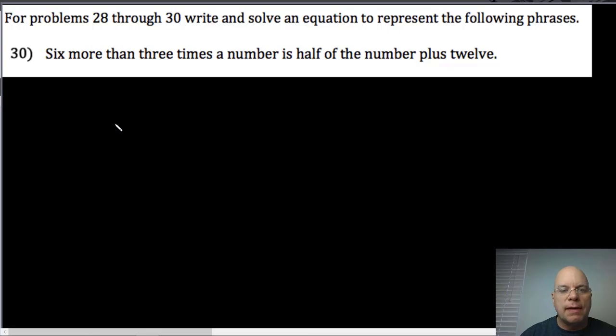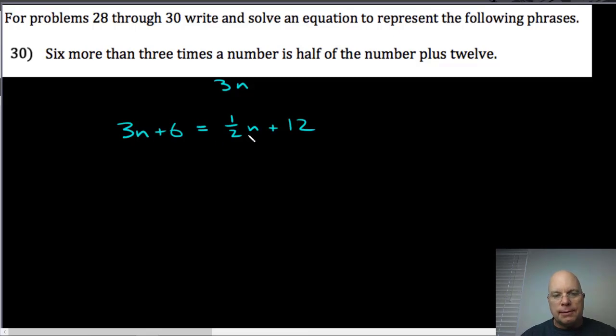Okay, 6 more than 3 times a number. So for a number I'm going to use n, and 3 times a number will be 3 multiplied by n, or 3n. 6 more than that, so 3n plus 6, that's 6 more than 3 times some unknown number. Is equals, it's equivalent to half of the number, 1/2 n plus 12.